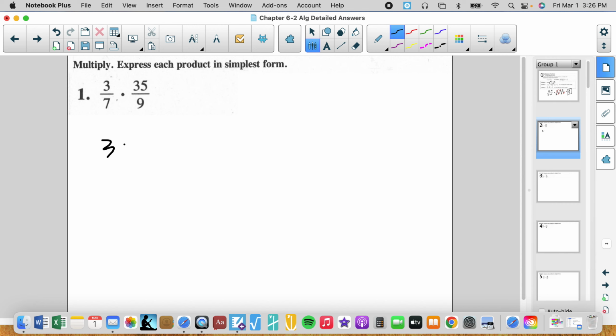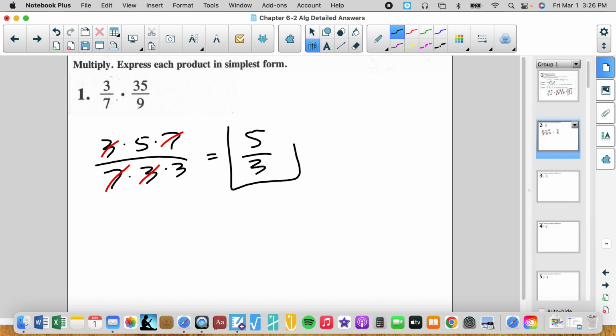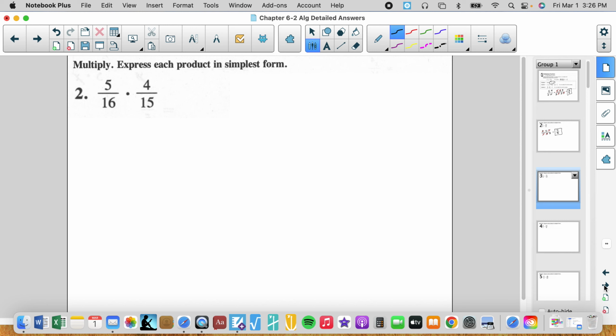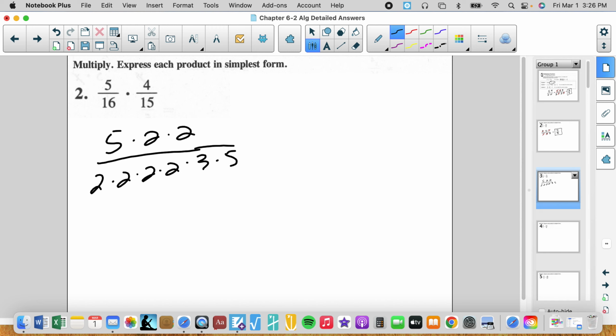So I'll do this, 3 times 5 times 7 over 7 times 3 times 3. Not sure if I'm going to do this the whole entire time, but maybe. We'll see how fast it is. 5 times 2 times 2 over 2 times 2 times 2 times 2 times 3 times 5. And here's another thing. You should be able to do prime factorizations that easily in your head.